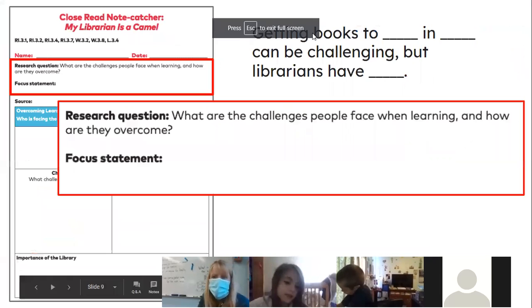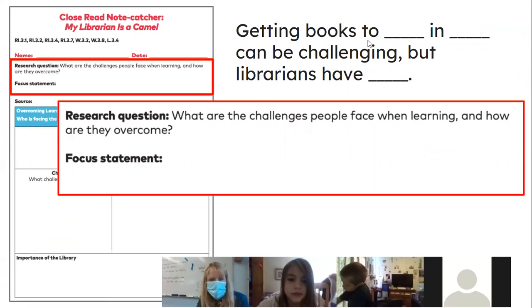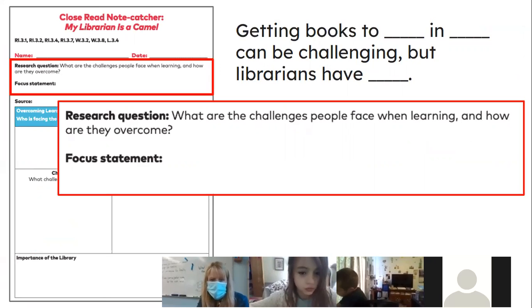All right, so right here, everybody's gonna write "Getting books to", so let's all get those three words written down. Getting, right here in regular pencil, on the top, "Getting books to."